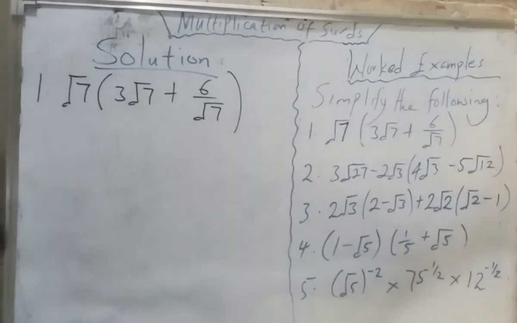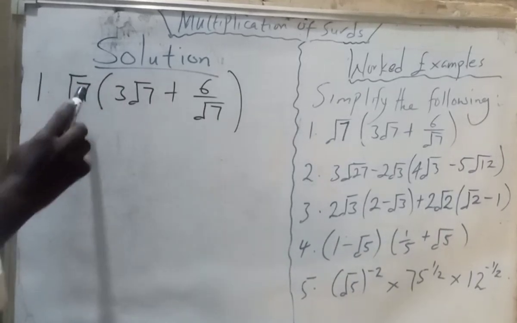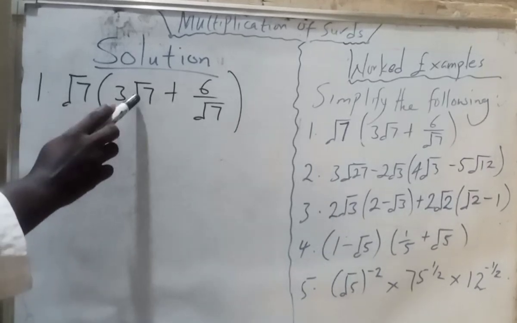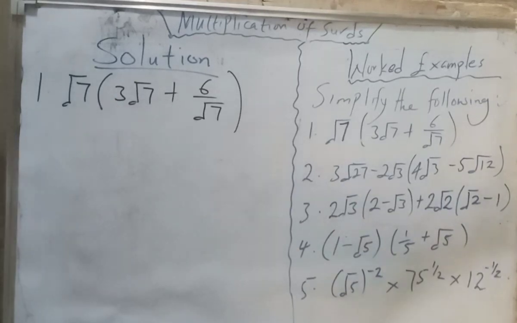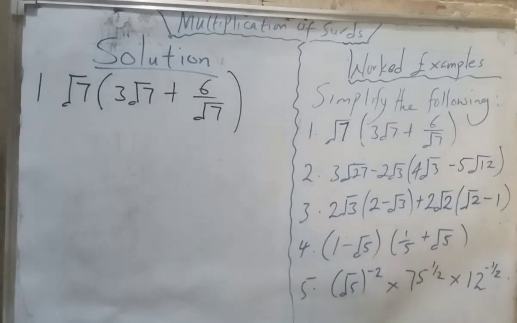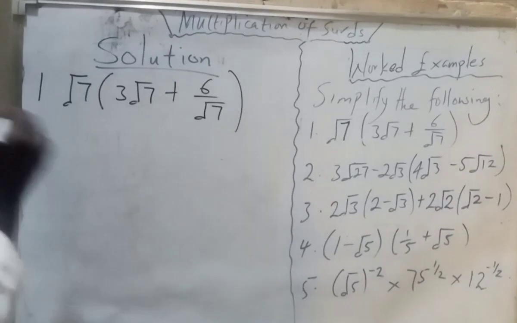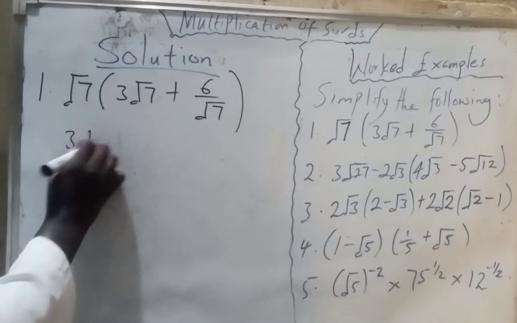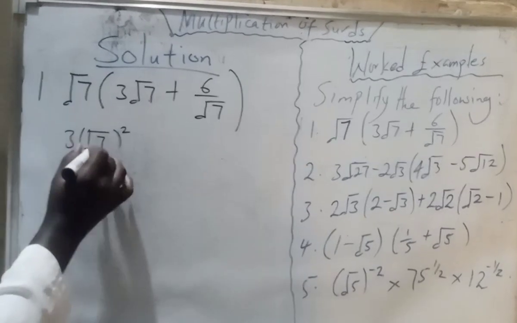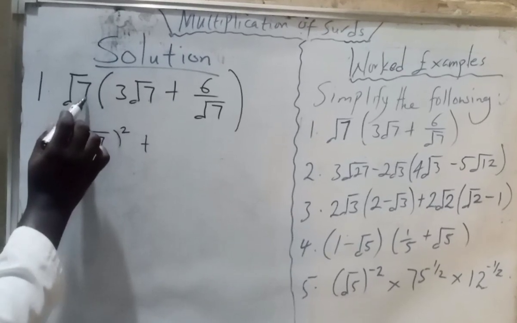As we all know, since these two Surds are in bracket and there's no sign here, to simplify this, we're going to use the root 7 to expand the bracket. In other words, to multiply by each one of the terms inside the bracket. So we multiply root 7 by 3 root 7 and also multiply root 7 by 6 over root 7. When we do that, root 7 times 3 root 7 will give us 3 root 7 squared.